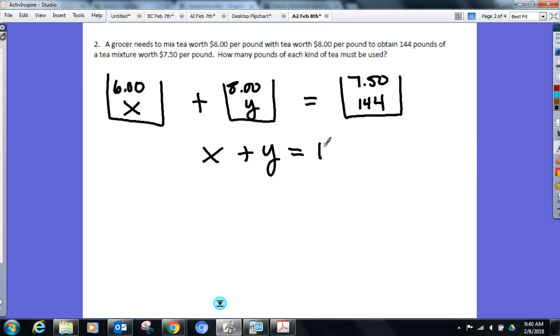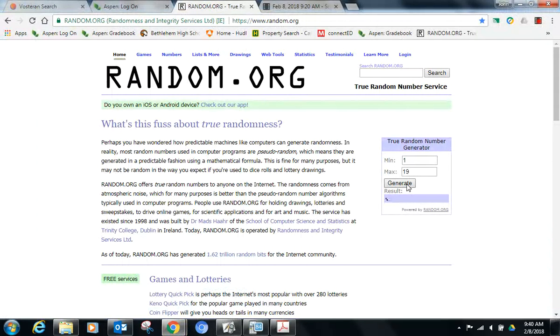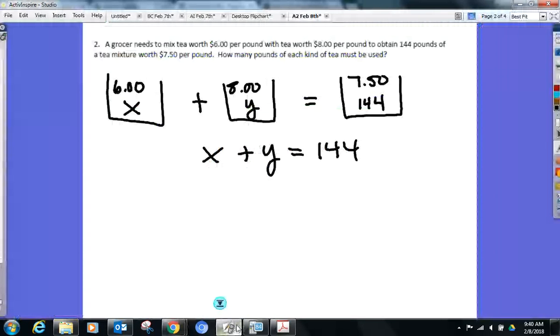Yep. T for $6 a pound plus $8 a pound. I should have 144 pounds. All right. Perfect. That gives me the pounds. Now involve the money for me. Involve the money for the second equation.